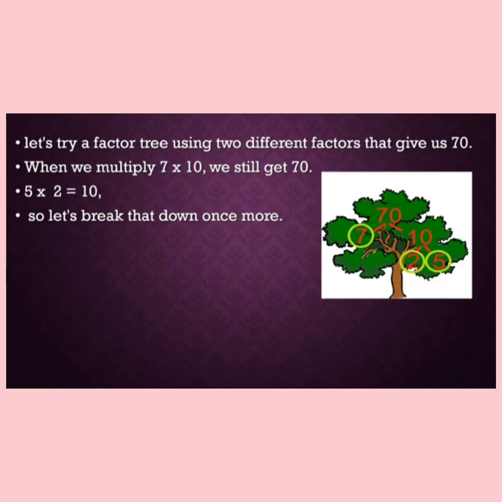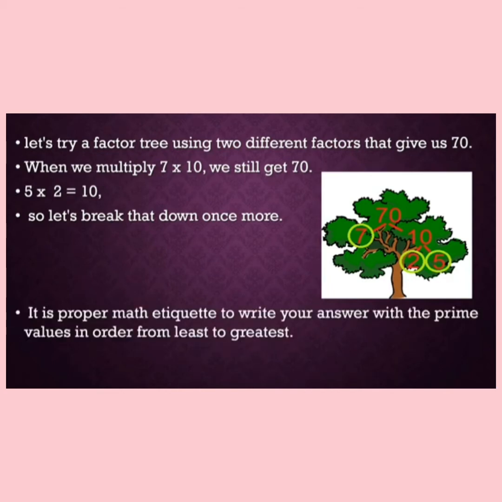Be confident that no matter which factor you start with, if you keep going until there are only prime factors left, you will get the right answer. Keep in mind, it is proper math etiquette to write your answer with the prime values in order from least to greatest. So the prime factorization of 70 is 2 into 5 into 7.